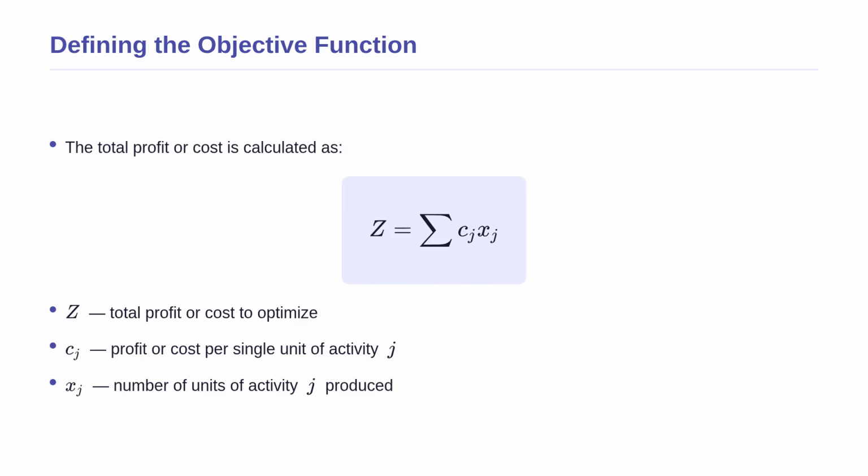This brings us to how we mathematically define our main goal. The objective function is represented by the letter Z. Conceptually, it is just the sum of the profits or costs from all our individual activities. In this formula, Z represents the total profit or cost we are trying to optimize. The symbol C sub j represents the profit or cost per single unit of activity j. Finally, X sub j is the number of units of that activity we decide to produce. As X sub j increases, the total value Z changes depending on the value of C sub j.